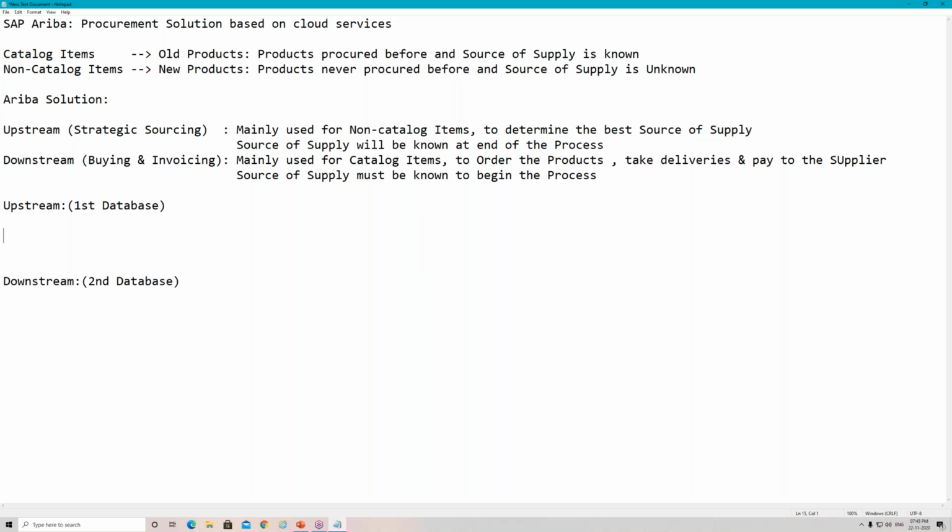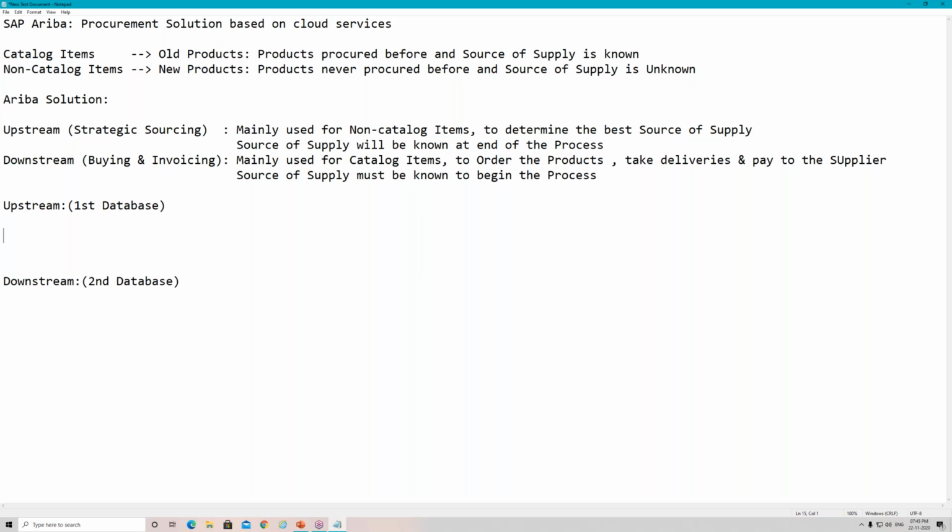It's the important part. That is why at the beginning I was telling all of you about architecture. Ariba architecture is very, very different from ERP architecture or SAP architecture. Exactly, because it was not developed by SAP people. It was developed by Ariba. Keep this in your mind.